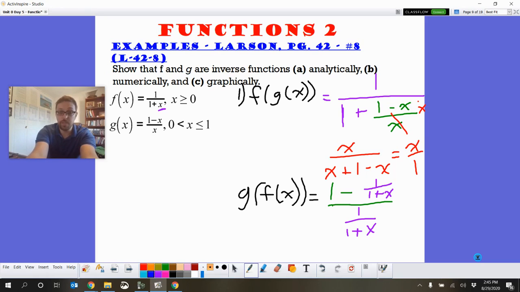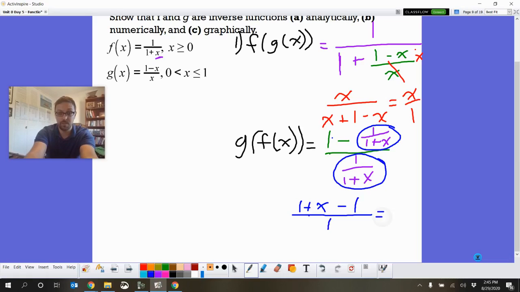We're going to do the same sort of solving step. We're going to multiply top and bottom by 1 plus x. So we end up with 1 minus 1, that's 0, x over 1. Since those both ended up equaling just x, those two are inverses of each other. We have shown that analytically.